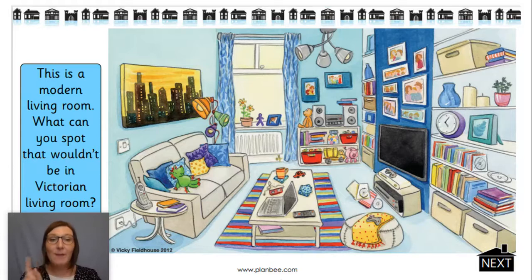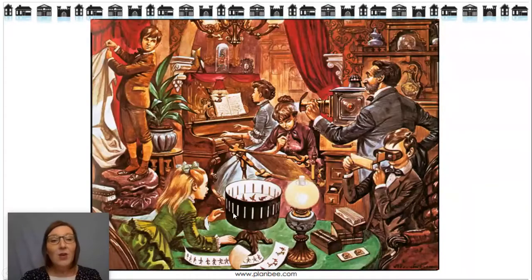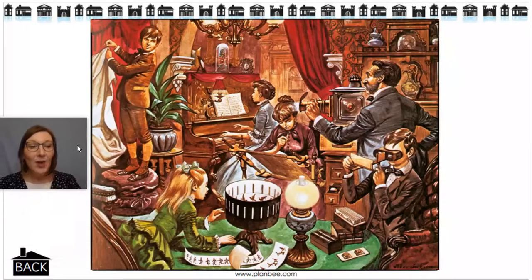Pause the video here. Have a chat with the person in the room. Okay, did you notice so many things? They wouldn't have the lights, the stereo, the TV, the computers, so many things. Have a look at this picture now and look at all the things that they're doing here. Pause the video here and talk about what you can see that they're doing here.